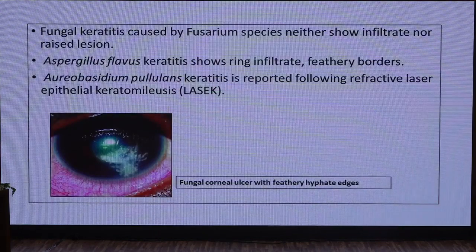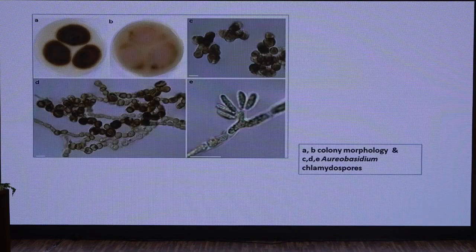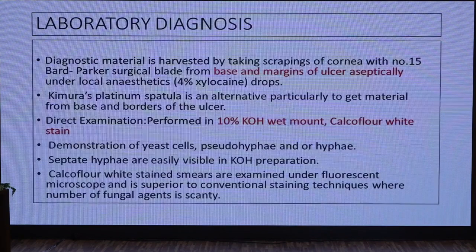What is important is that fungal keratitis caused by Fusarium species shows neither infiltrate nor raised lesion. Aspergillus keratitis shows ring infiltrate and feathery borders as shown in this figure. And Aureobasidium keratitis follows LASIK surgery. The morphology and the chlamydospores we can see in this picture.